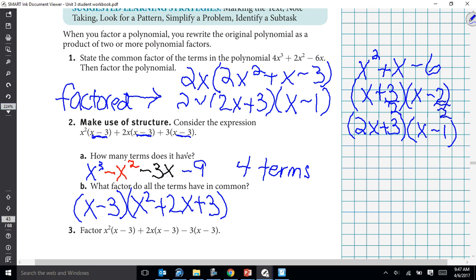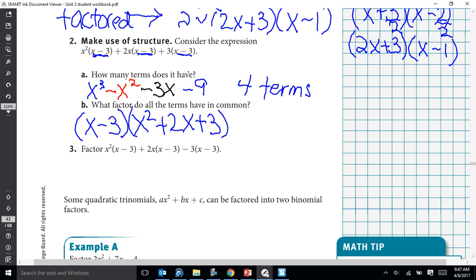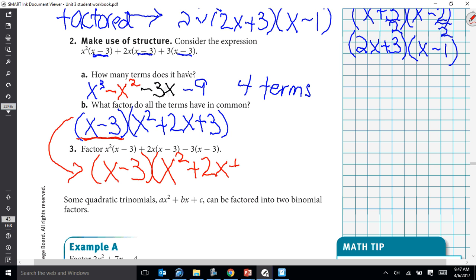I think I just did the next one. So what do they all have in common? They all have that x minus 3 in common. And then this whole thing is our factored form. Can it be factored further? Can we factor this? No.